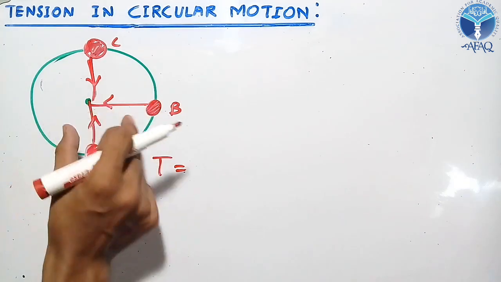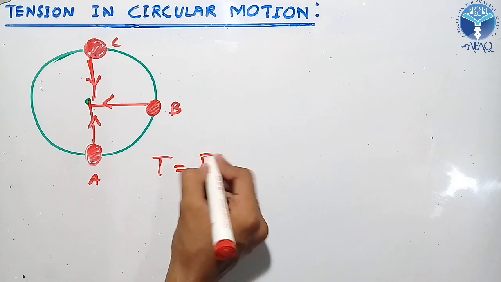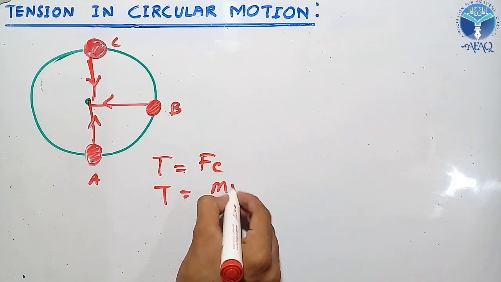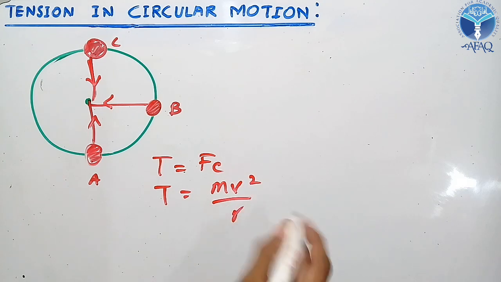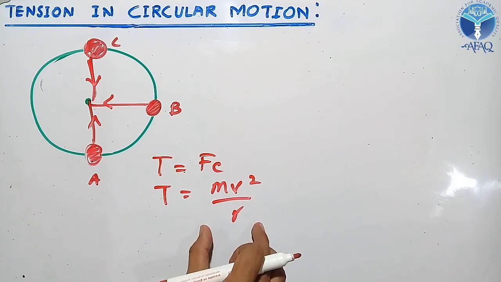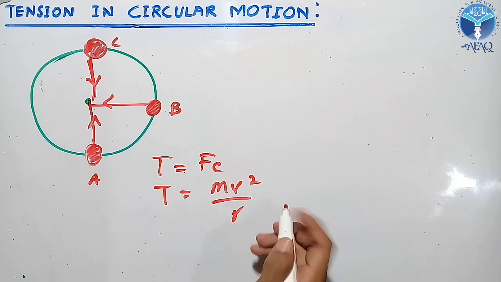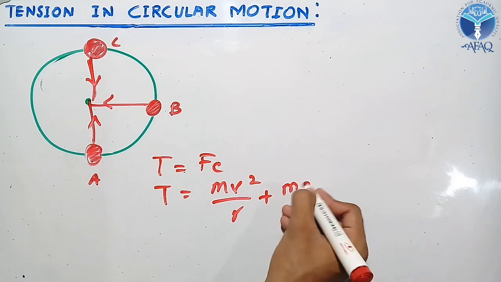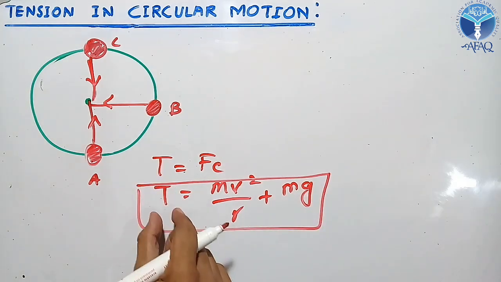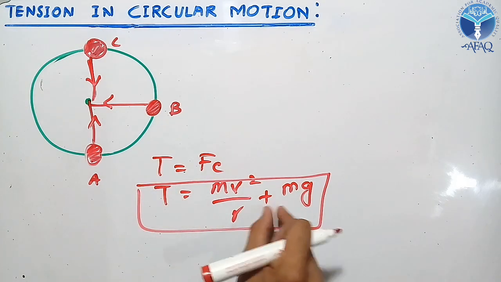And this tension, what does this tension do? This provides the centripetal force. So here the tension is equal to mv square over r. Do you think this equation is complete? No, not at all. This equation isn't complete until we put here mg. Wow, this is the most important result I got here. Now the tension is equal to mv square over r plus mg.